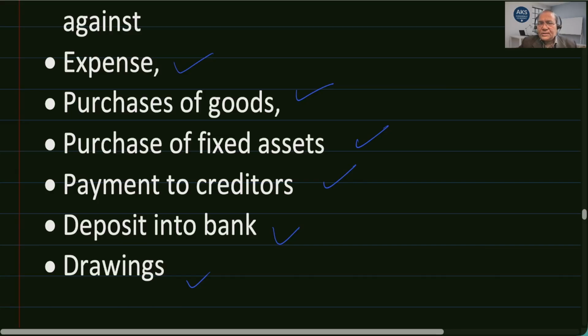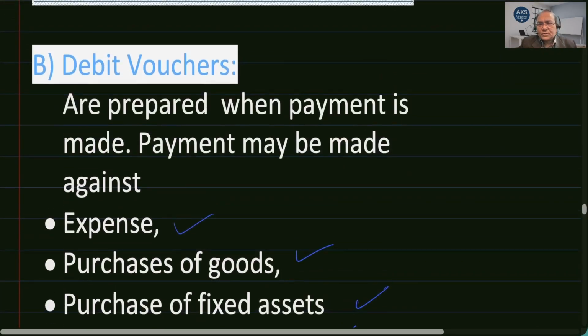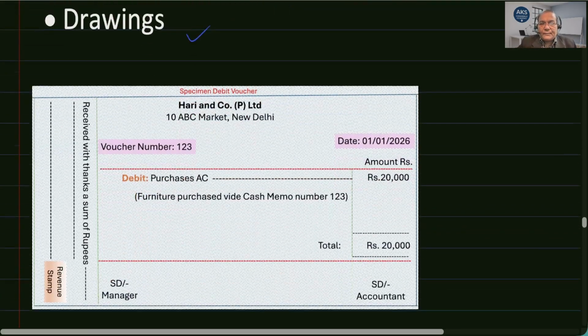So all this cash is going out, and therefore a debit voucher is prepared. When cash is going out, we need to credit cash. The account to be debited, for which the cash has gone out, is to be mentioned in the debit voucher. Similarly, when we are making a payment in cash, a debit voucher is prepared, and when payment is received in cash, a credit voucher is prepared. Now let us see how the debit voucher is prepared.